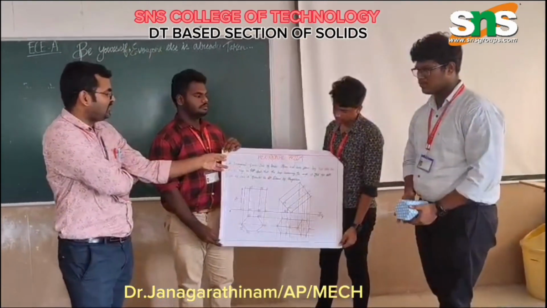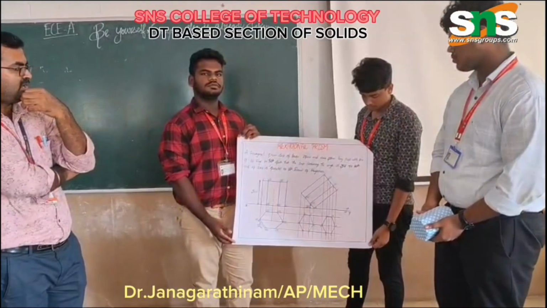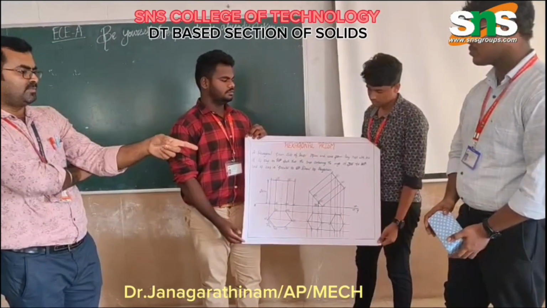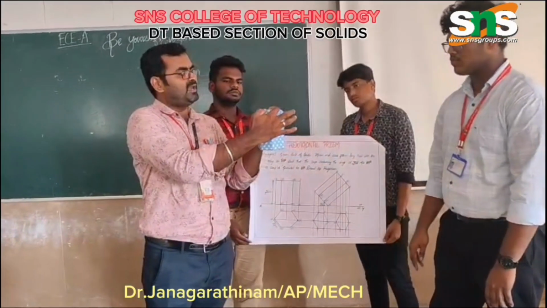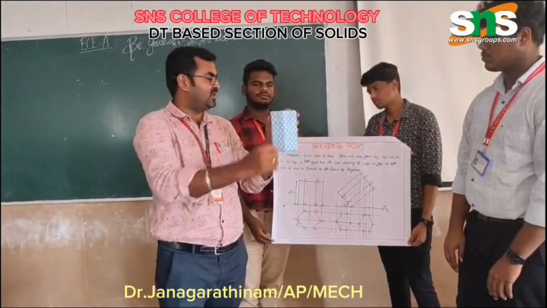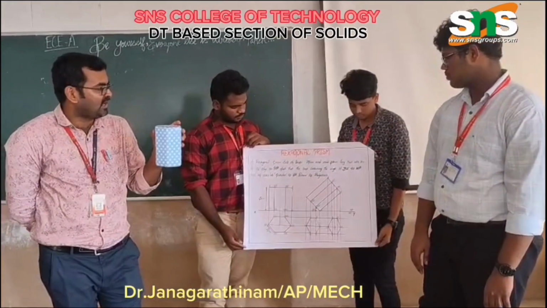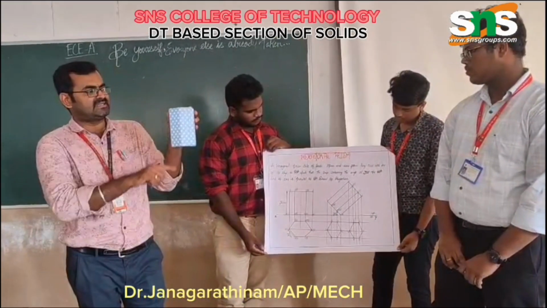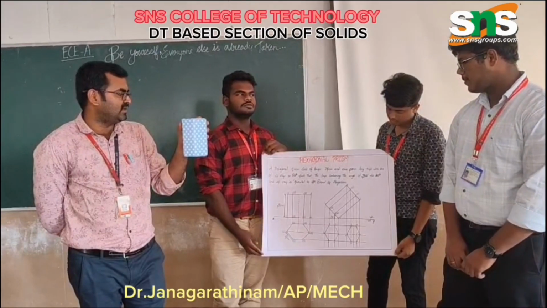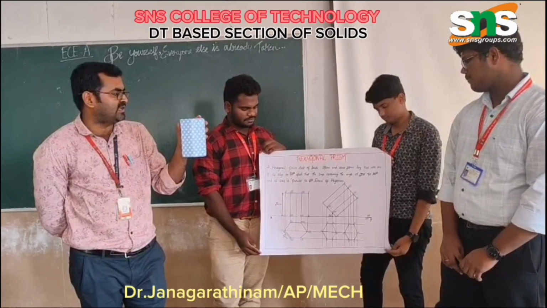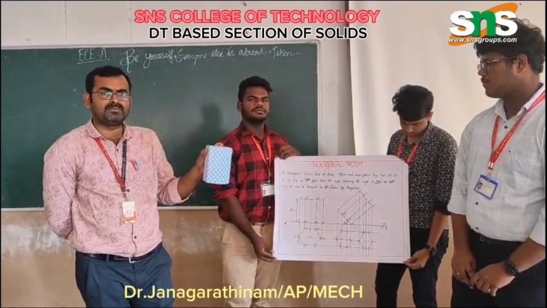prism. What is the problem we have to discuss today? A hexagonal prism of side of base 25 mm. So this is the base side. All the base sides are 25 mm in length, and 50 mm long. This is the axis length. So 50 mm axis length. One of its edges is on the HP, such that the base containing an angle of 30 degree to HP.